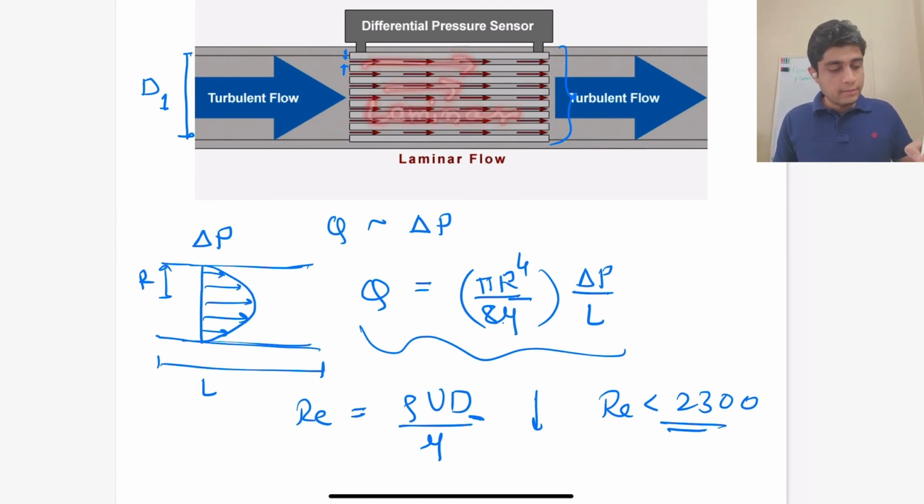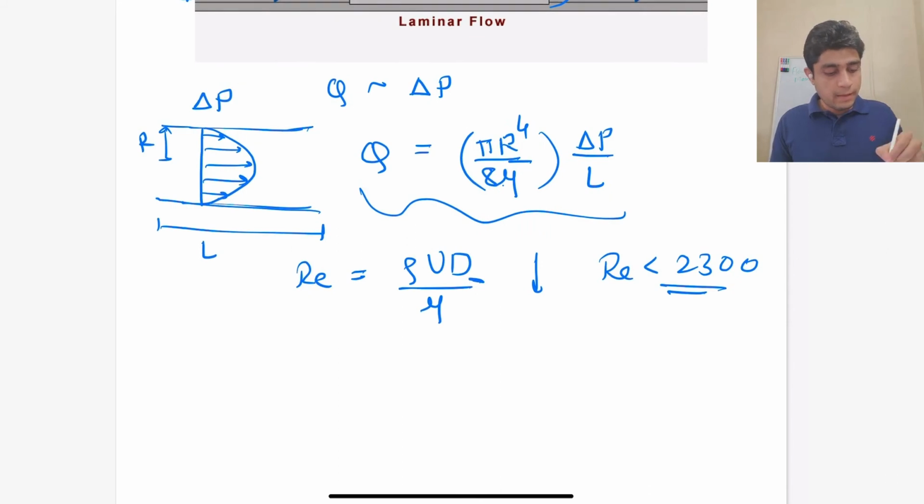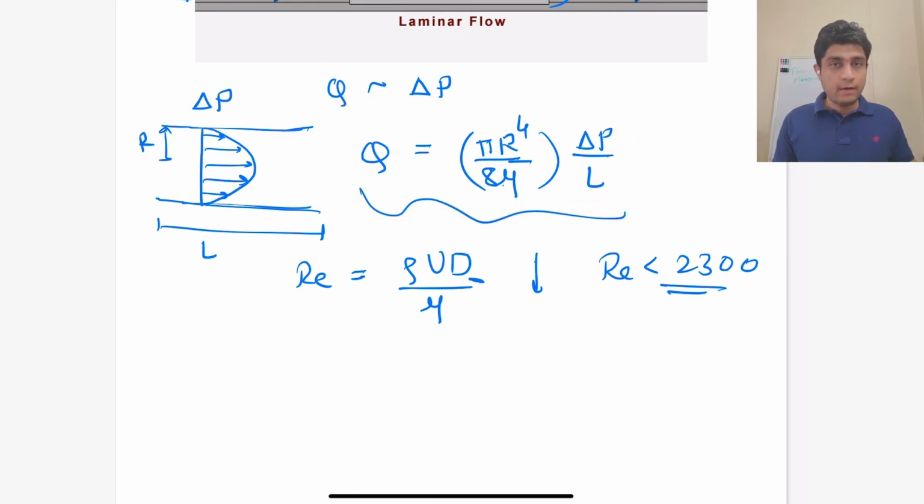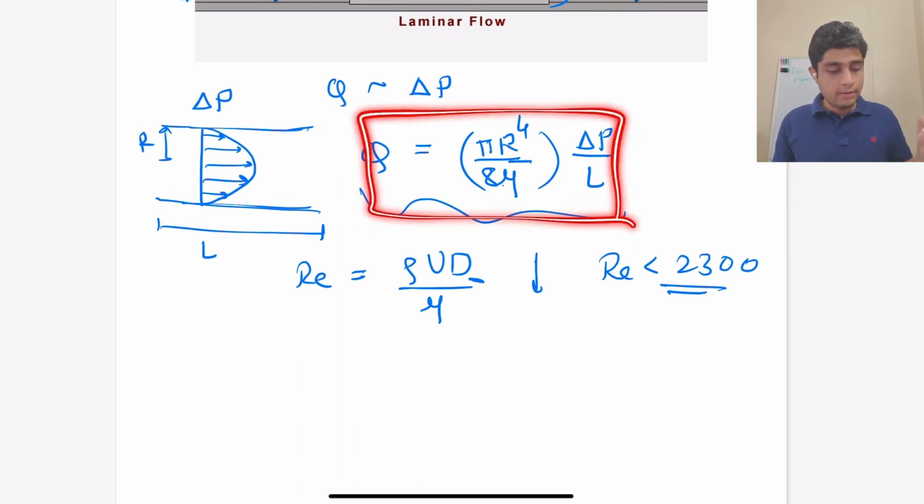And then we can just measure the pressure difference at the start and the end of these tubes, and let's say it is given by delta P, and we can then relate the pressure difference to the flow rate by this simple linear relationship.